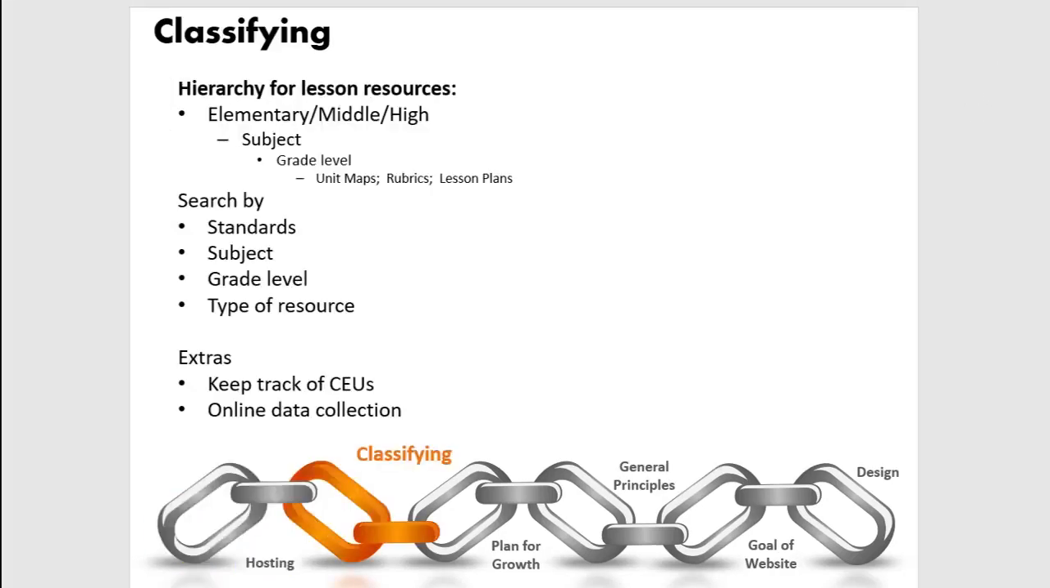You're going to want to think about how to classify your resources, mostly in terms of how is the user going to be looking for them. Are they going to be searching for a particular standard or for a particular subject? You're going to want to think about what the hierarchy will be as far as how they navigate the website. One way you might do it is by separating things into elementary, middle, and high, and then by subject and grade level. And then inside the grade level, you'd have all the miscellaneous stuff like the unit maps and the rubrics. You might also want to do online data collection and keep track of your continuing education units.